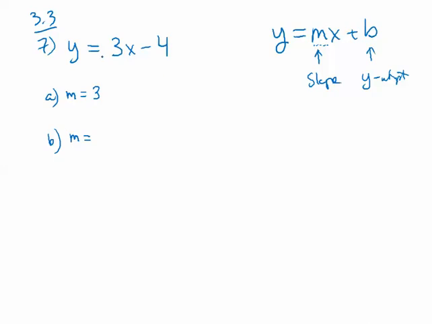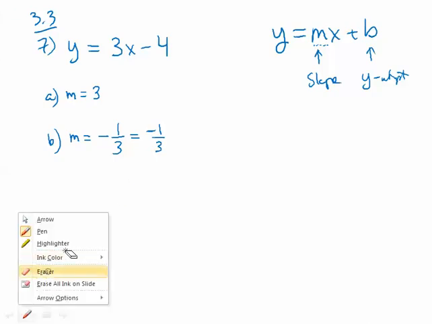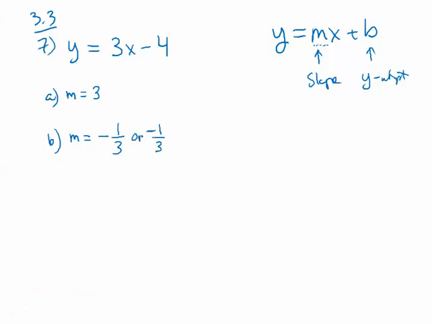Okay, I need now the slope of the line that's perpendicular to this line. Negative 1/3. You can put the negative in front of the fraction, or you can put the negative on top of the fraction, either one. You normally don't put a negative on the bottom. So one of these, this one or this one, would be fine.